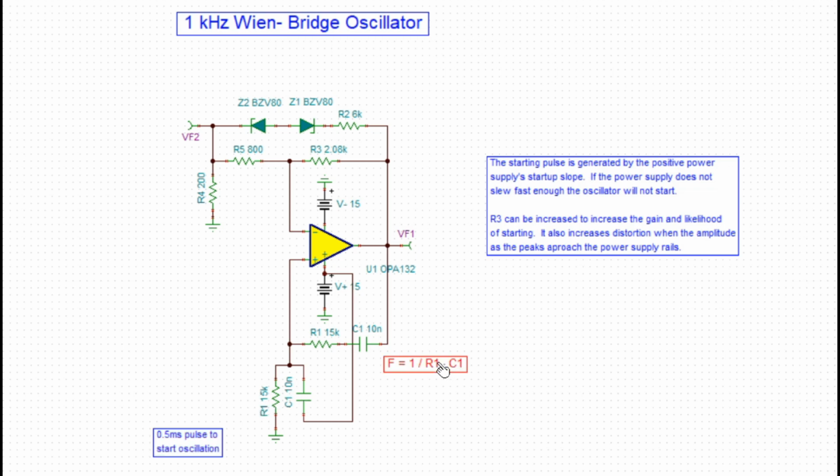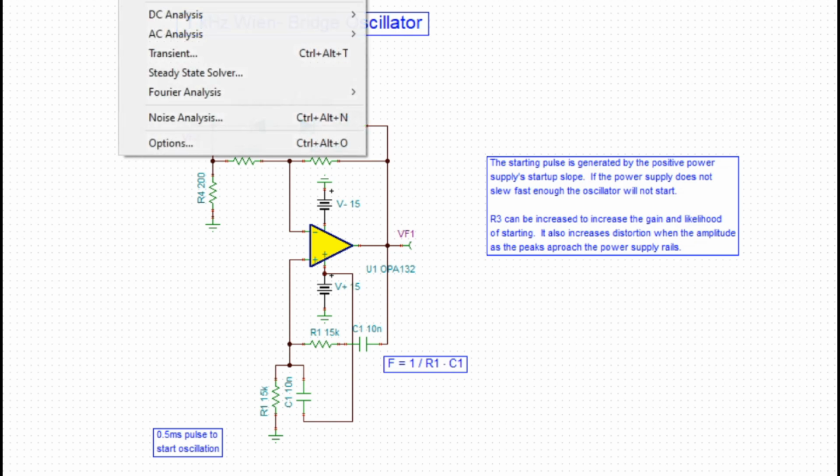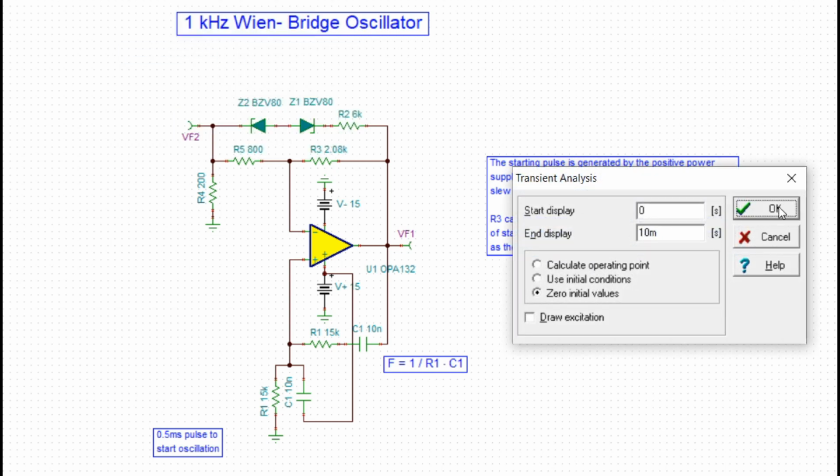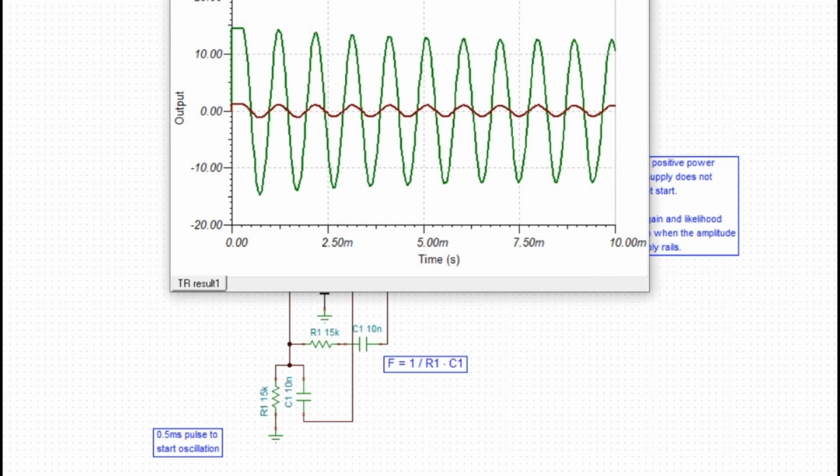1. Positive power supply startup slope. The startup of the oscillator is dependent on the positive power supply's startup slope. This implies that the oscillator relies on a changing voltage in the positive power supply to initiate the oscillation process.